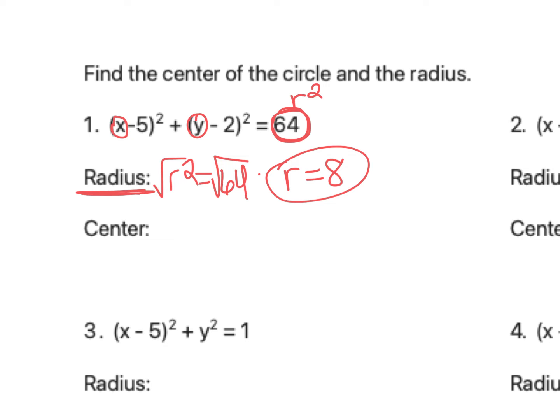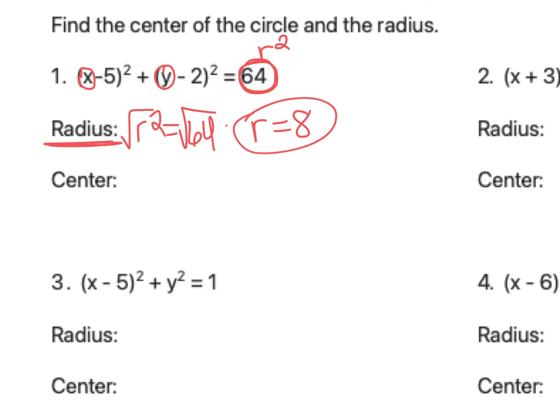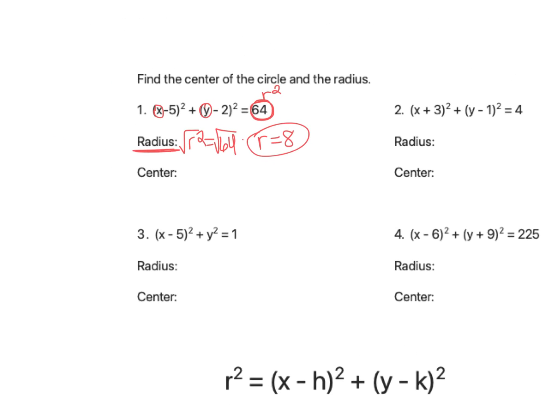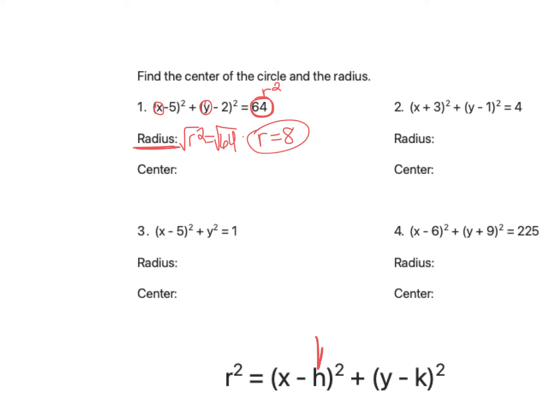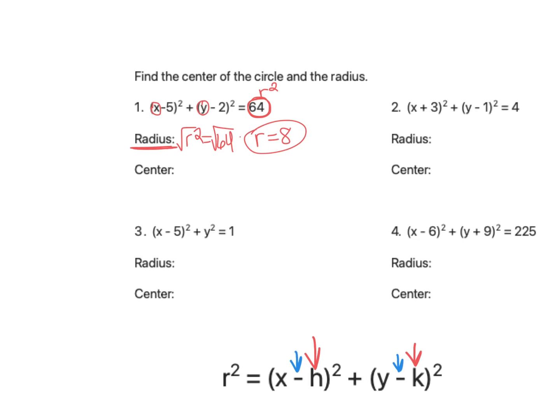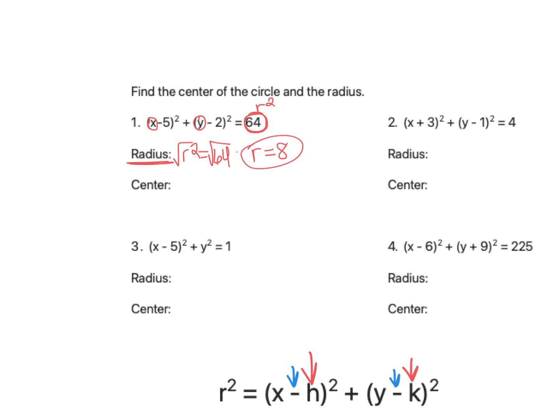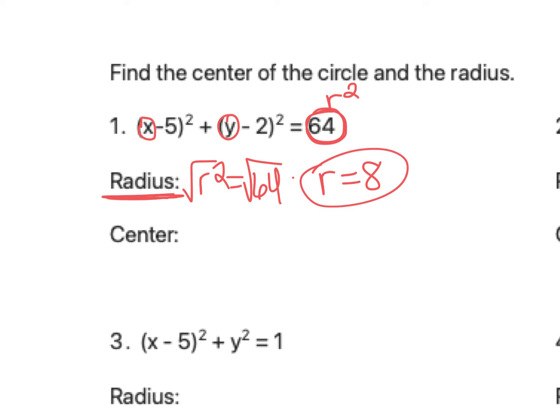The center, if you remember, let's look at our formula down here, is x minus h, y minus k. If you notice also, the minus sign is part of our formula. So if we have x minus 5 and y minus 2, that means that our center is going to be at positive 5, positive 2.